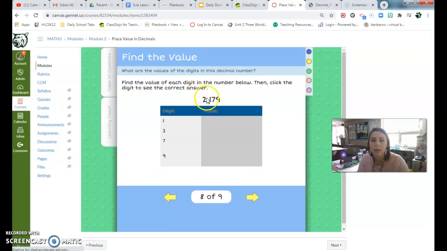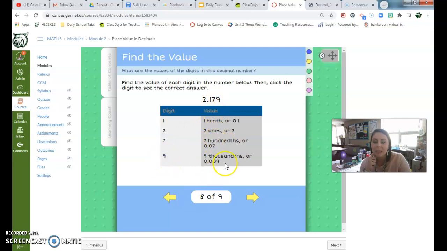Okay, moving on. Now this one, I'm going to have my guest teacher, again, work on pausing and playing for you. I want you to write down what place value each one of these digits is in on your clean slate. So you're going to pause it and write down what place value your 1, 2, 7, and 9 is in. All right, now that you wrote down what place value your 1, 2, 7, and 9 was in, let's go ahead and check. 1 is in the tenths or 1/10 place. 2 is in the ones place. 7 is in the hundredths place. And 9 is in the thousandths place.